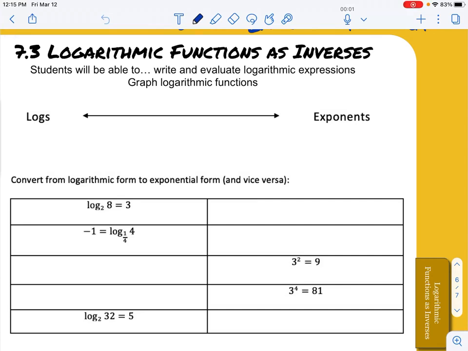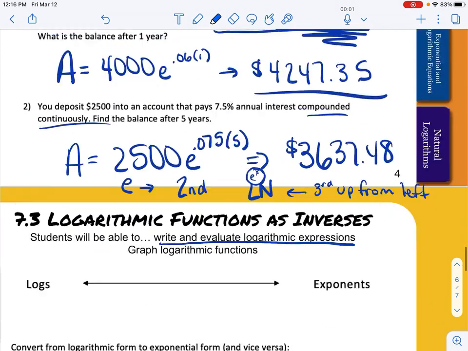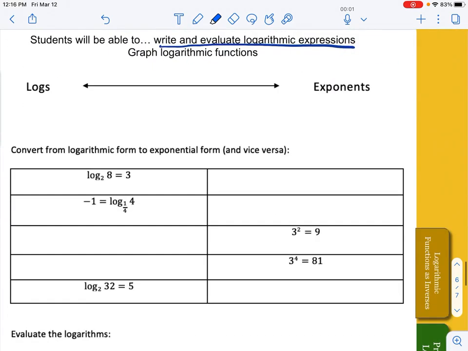Hello all, today we are covering 7.3 logarithmic functions as inverses. You guys will be able to write and evaluate logarithmic expressions and graph logarithmic functions. We're mostly going to focus on the write and evaluate today. This is probably the first time you have ever heard of logarithmic, which can be shortened to the word log or logs. And we are going to be using it for a decent amount of the next few sections.